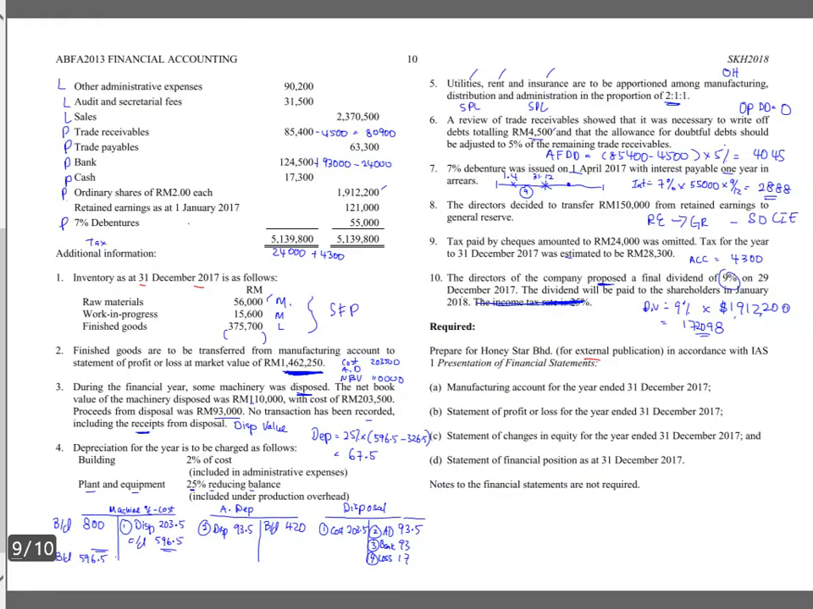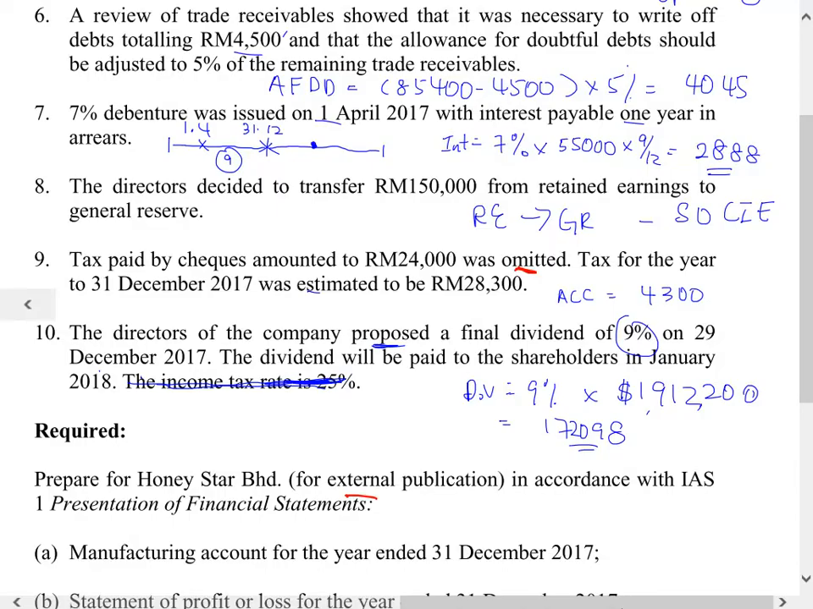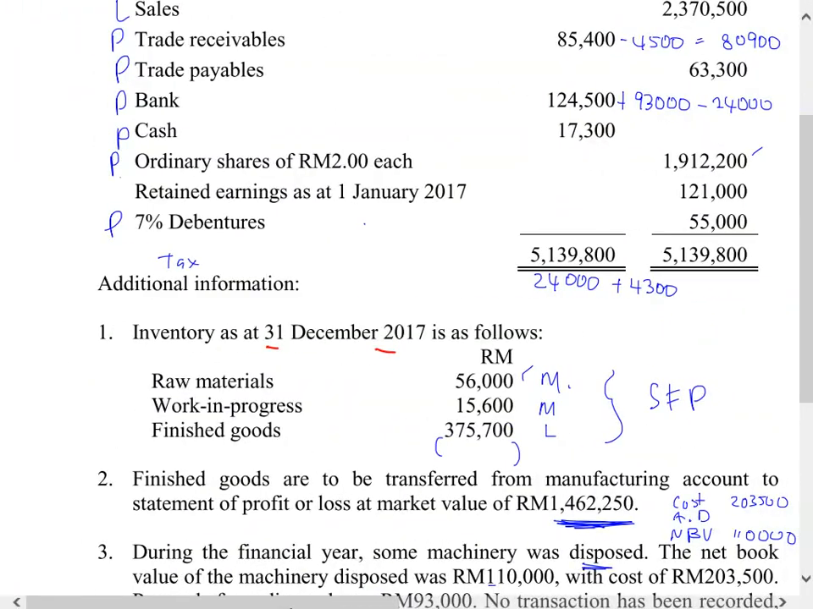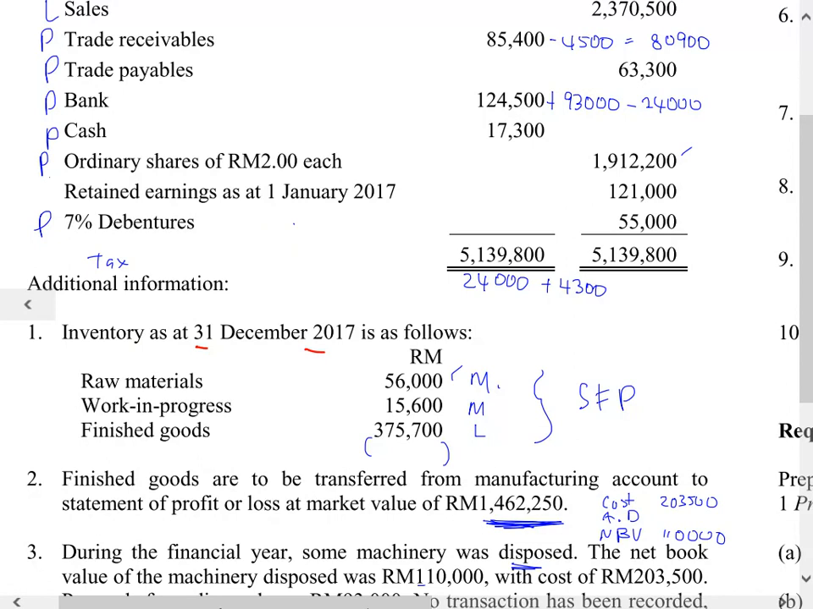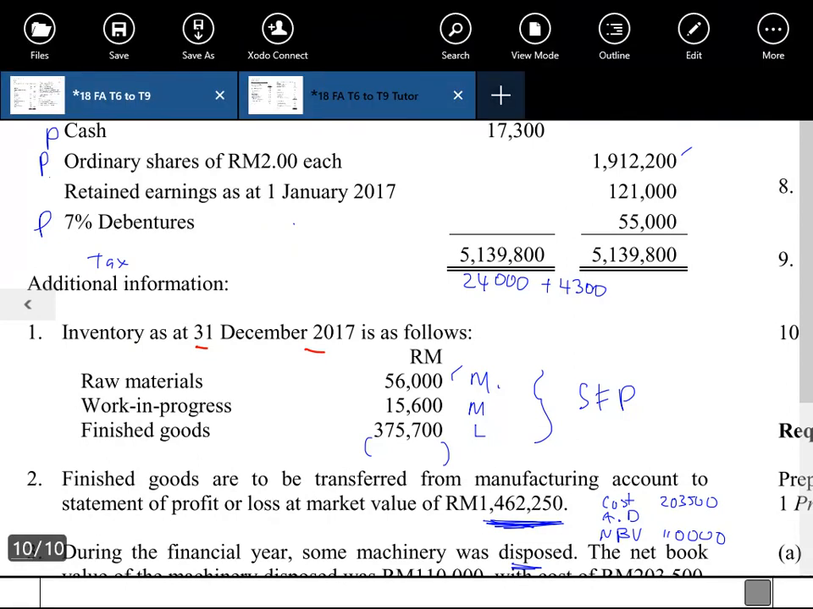Just now we forgot to put in this also. Your tax paid is omitted. Means we haven't recorded the payment. Bank. Oh yeah, recorded minus 24. Okay. So answer.